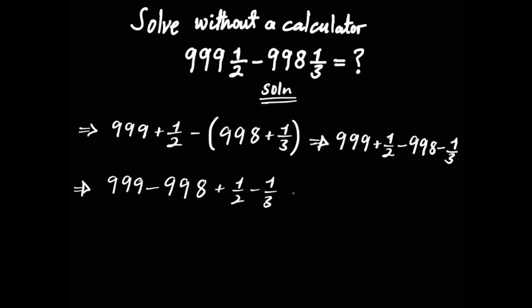The next step is going to be to do the operation. Let's do the operation. 999 minus 998 is 1. Then we have half minus 1/3 is 1/6 or 1 over 6. It is simply multiplying 3 by 1 minus 2 multiplied by 1 all over 2 multiplied by 3. That is 1 over 6.